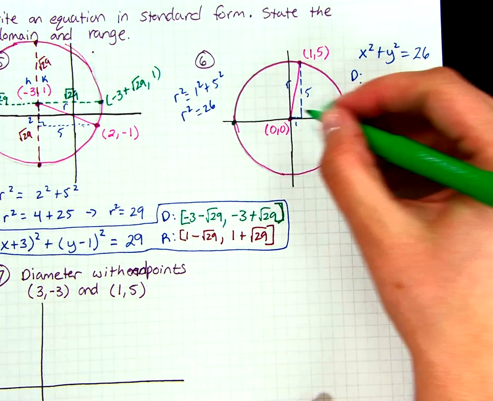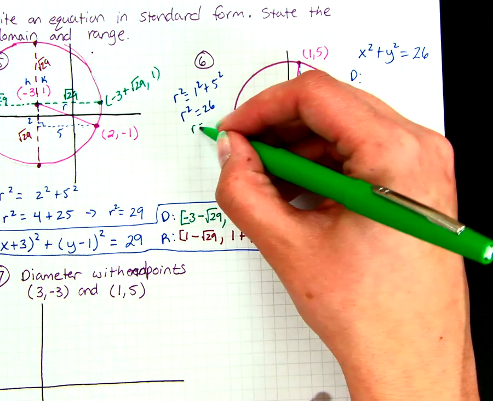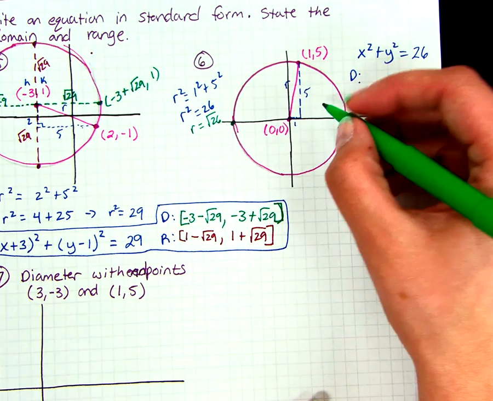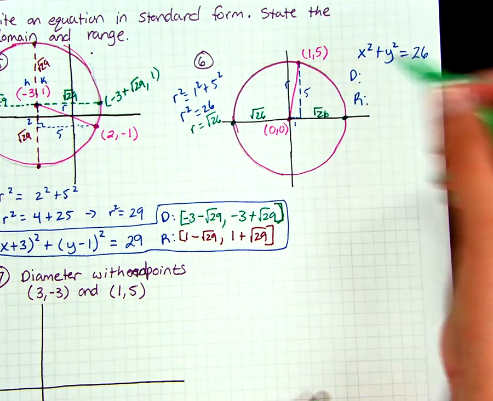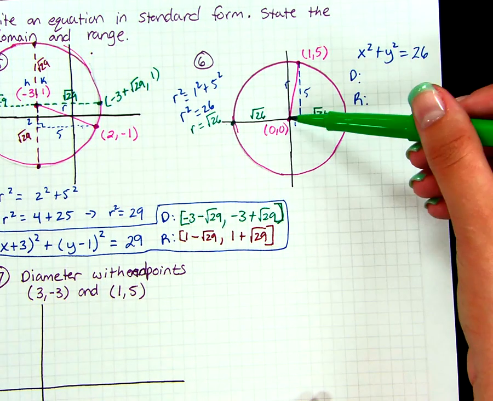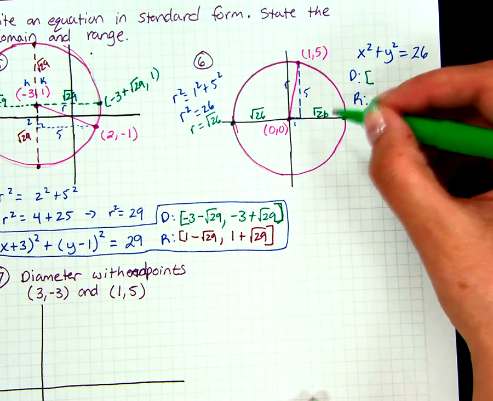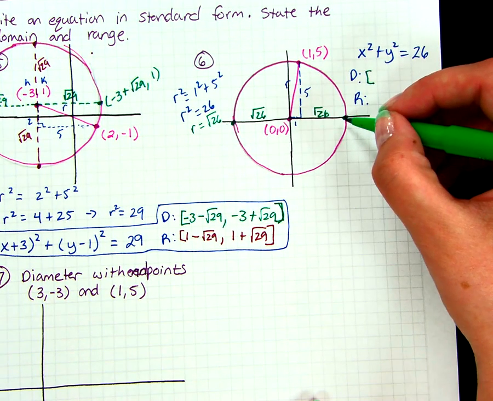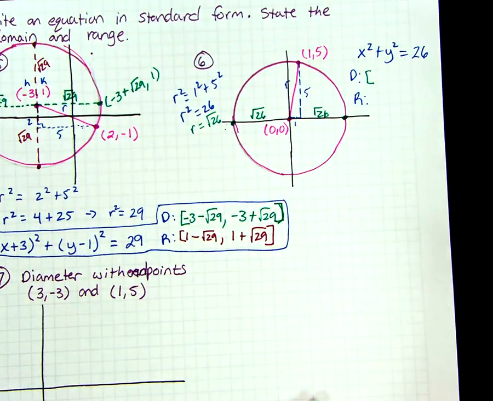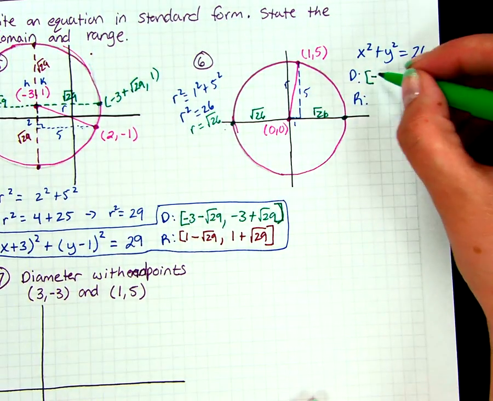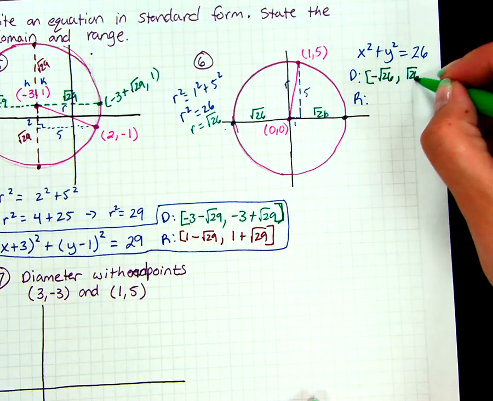To do that, again, this is our radius. So the radius is going to be the square root of 26. Okay, so this is the square root of 26, and this is the square root of 26. So for our distance, here we're adding it, and since we're adding it to 0, this would just be at positive square root of 26. And then on this side, we would subtract it to get negative square root of 26. So our x values are going from negative square root of 26 to positive square root of 26.